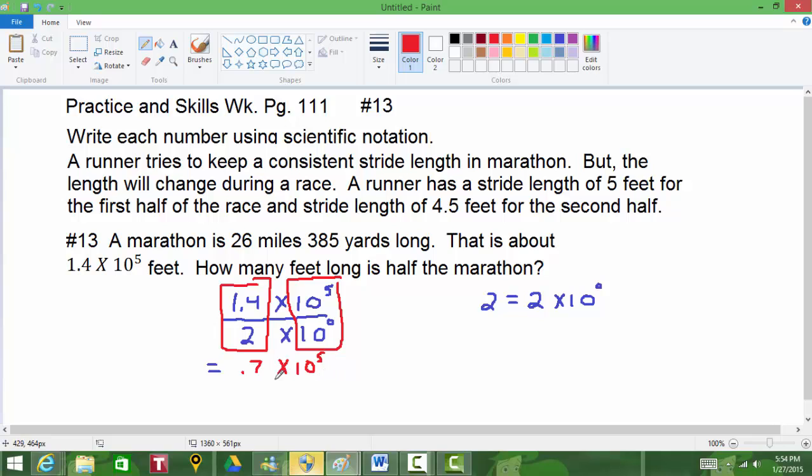Okay, we don't have it quite in scientific notation, so we need to change this first factor by moving it over one place value. So we're going to change the problem to 7 times. And remember that if we move it over one place value, it's going to increase it, so we have to decrease the exponent. So we're going to change that 5 down to a 4.